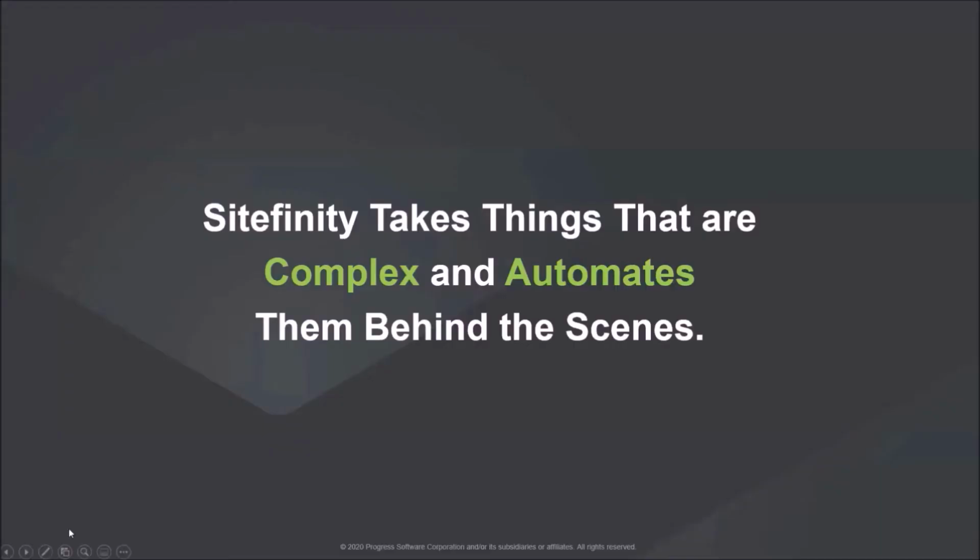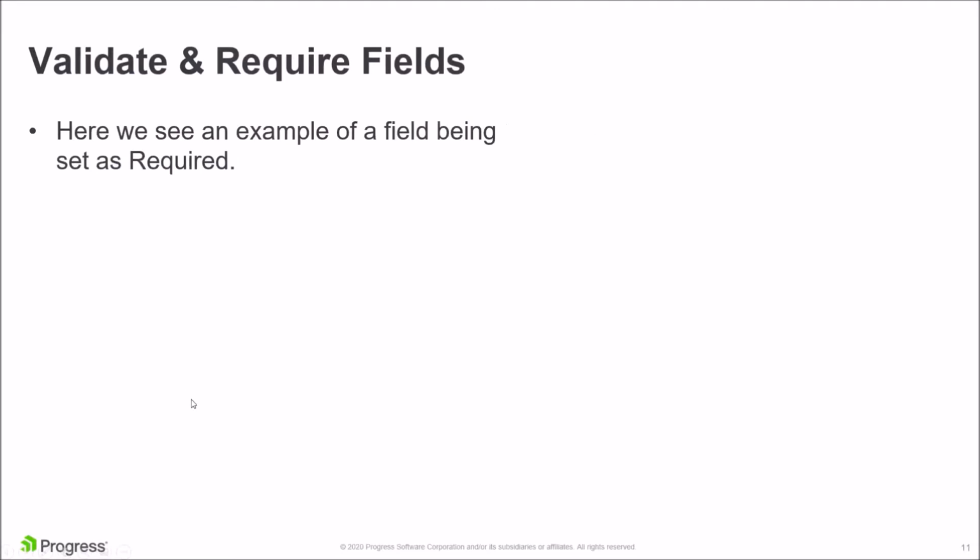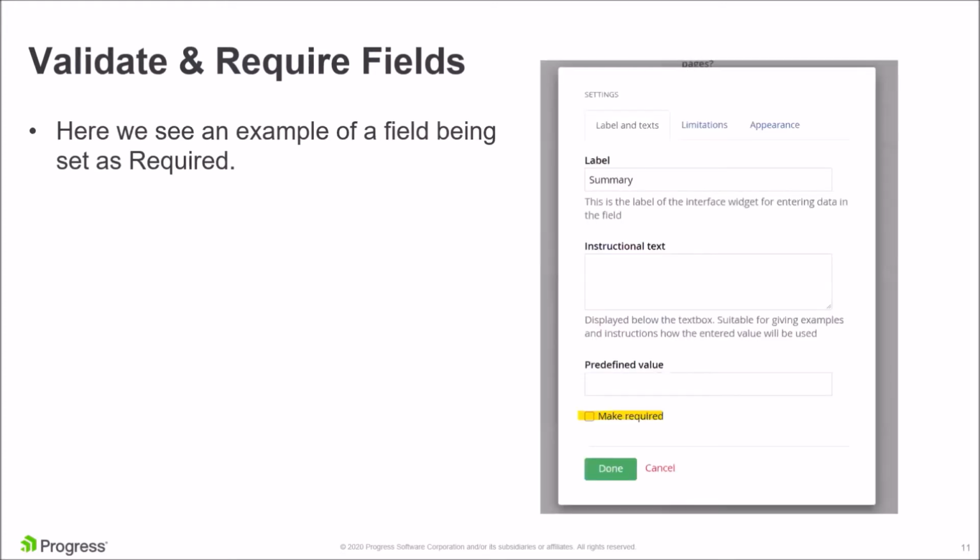As we dive even deeper into the simplifying tasks that we bring to the table here, Sitefinity takes things that are complex and automates them behind the scenes. So we've really been focusing on that a lot. We're going to dive even deeper into that and looking at some other components like validating and requiring fields. So things like those SEO fields and content really need to be validated. Are they required? Does your business need this to be successful? So something like maybe a summary you might require.